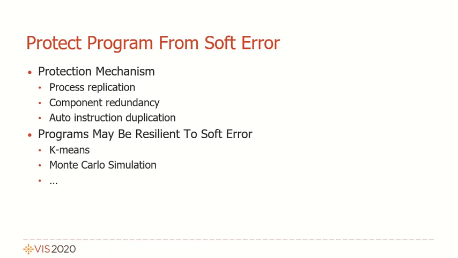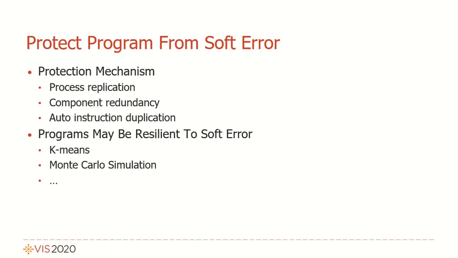However, not all computation components are vulnerable to soft errors. Some programs have some level of resiliency to soft errors, and an error that happens during the computation can be mitigated. For example, a single bit flip in programs such as K-means or Monte Carlo simulations won't affect the program's outcome a lot.